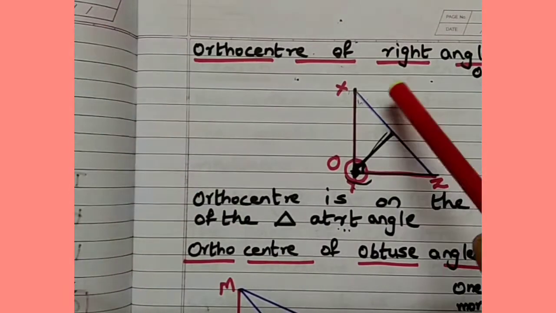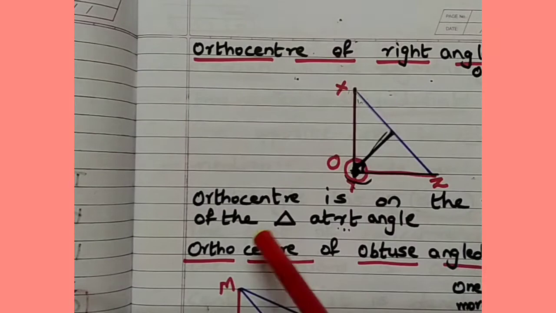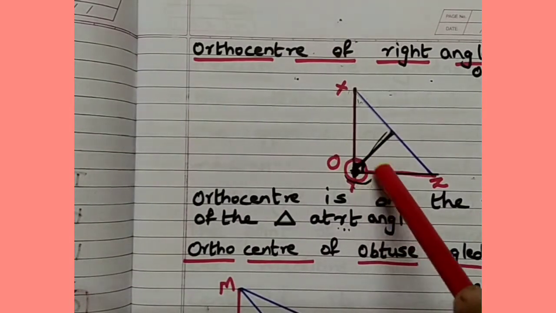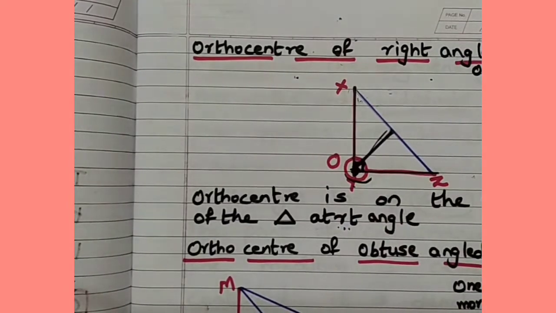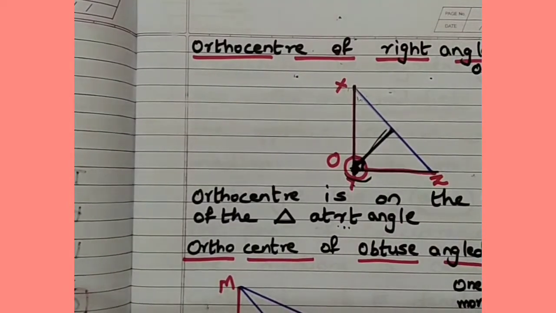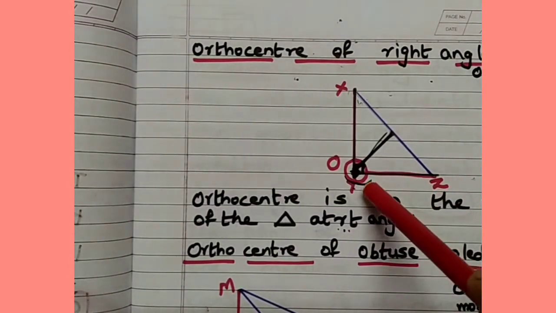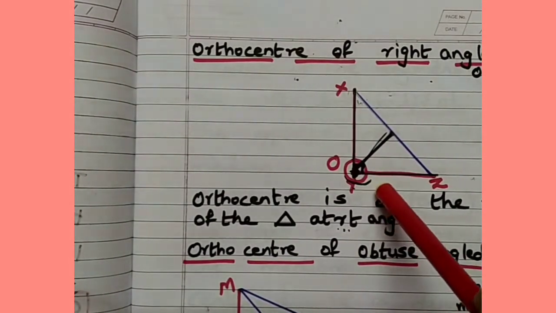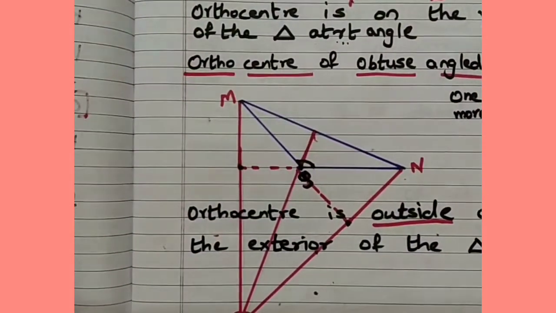Okay, so in a right angle triangle, the orthocenter, where is it placed? It is on the vertex of the right angle triangle. So it is at the vertex where the right angle is formed. So in an acute angle triangle, we saw that the orthocenter was inside the triangle, whereas in case of a right angle triangle, the orthocenter is on the triangle. So inside, in the interior, this is on. Now let us see what happens in the case of an obtuse angle triangle.